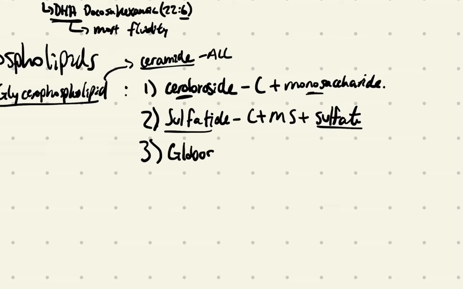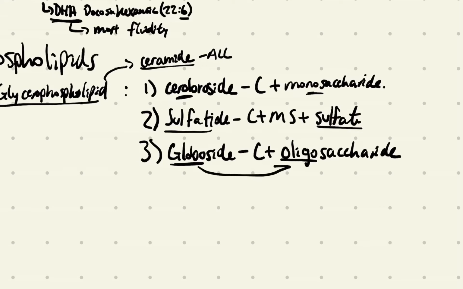Now, the third thing is going to be globoside. It's basically going to be a ceramide plus an oligosaccharide. Now, how I like to remember this is, globo corresponds with global. So I think like Mr. Worldwide has had a lot of different experiences, which correlates with oligo. So that's how I remember ceramide and oligosaccharide, okay?